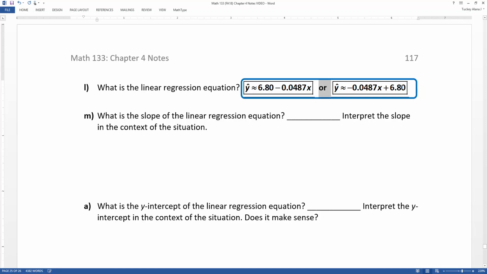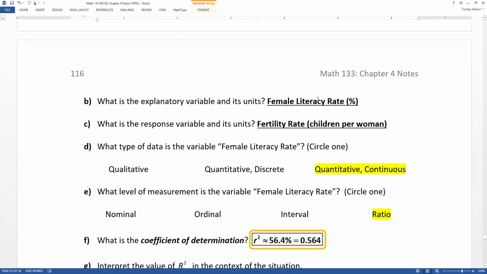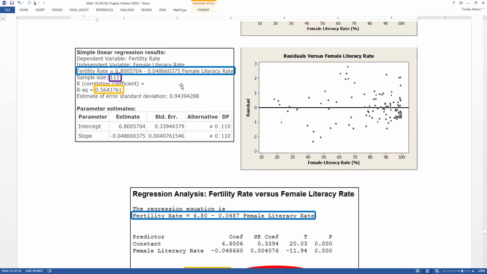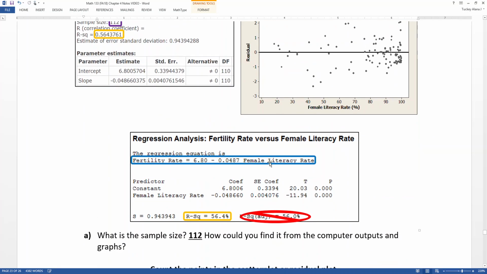Algebra class always puts slope first. But as long as you remember that the slope is always the one that's multiplied by the x, then you're fine. Right? So if you look back up at the outputs, the slope is the one that's multiplied by that x, and that x is written out in words as female literacy rate. That's x. So as long as you remember that, you're fine.